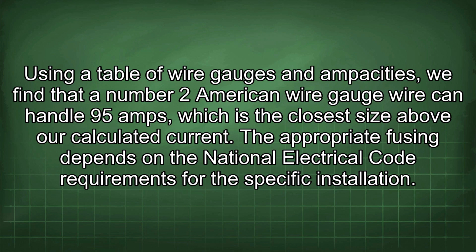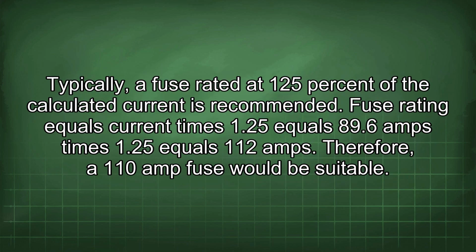The appropriate fusing depends on the National Electrical Code requirements for the specific installation. Typically, a fuse rated at 125% of the calculated current is recommended. Fuse rating equals current times 1.25 equals 89.6 amps times 1.25 equals 112 amps. Therefore, a 110 amp fuse would be suitable.